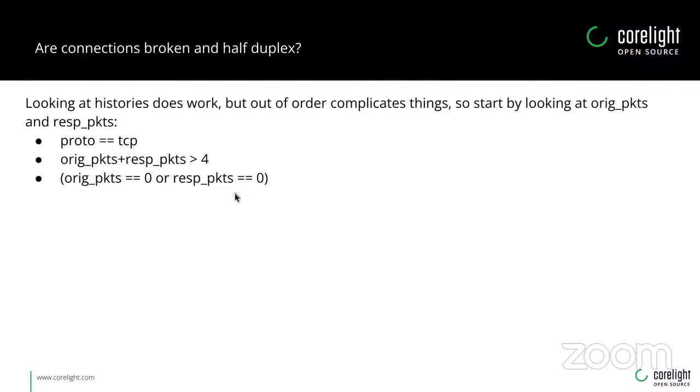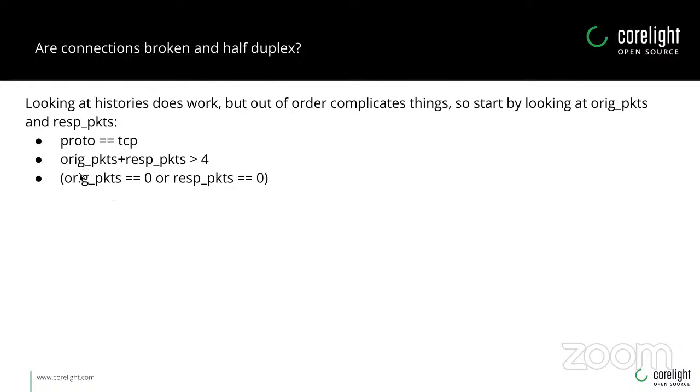So the way we do this is we could look at the histories, right? We could look for connections that start as SAD or connections that start as HAD, but things like out of order packets and drops complicate things. You'll get false positives. The thing I found that works the best is really just focusing on the counts of packets. So what we can do is look for all TCP connections, look for connections that at least on one of the sides had more than 4 packets, and we can bump this up to 10 if there's some false positives. It's kind of arbitrary.